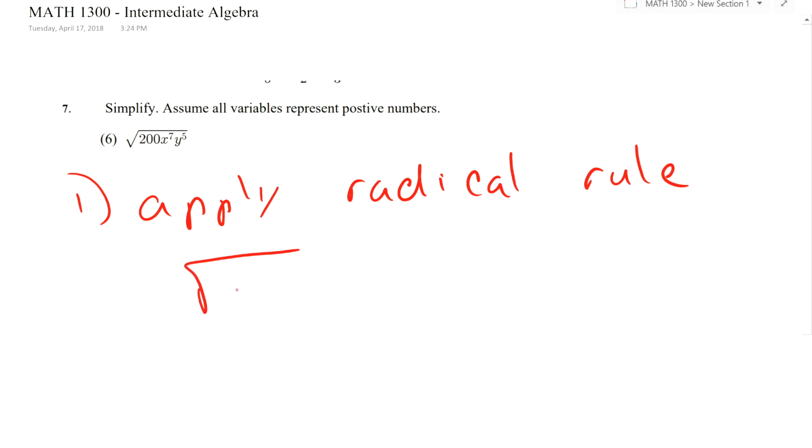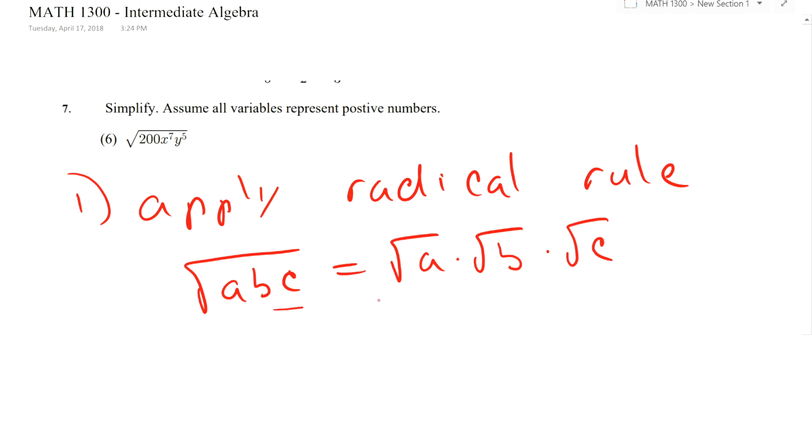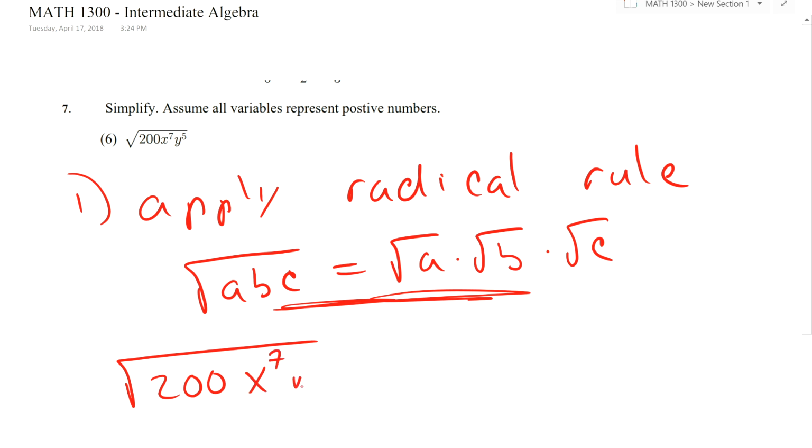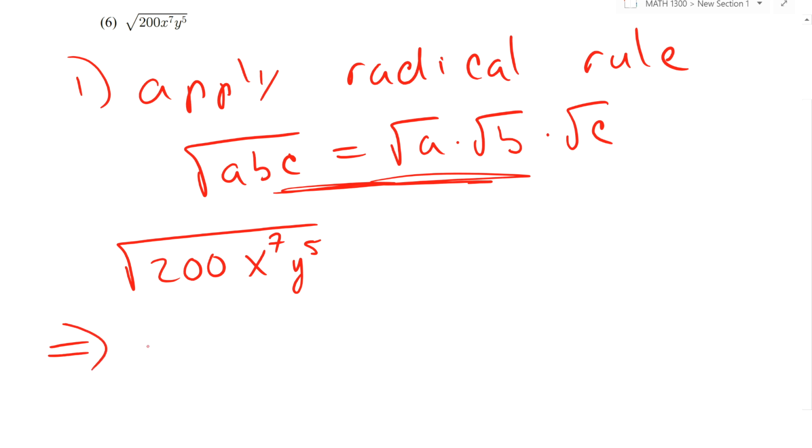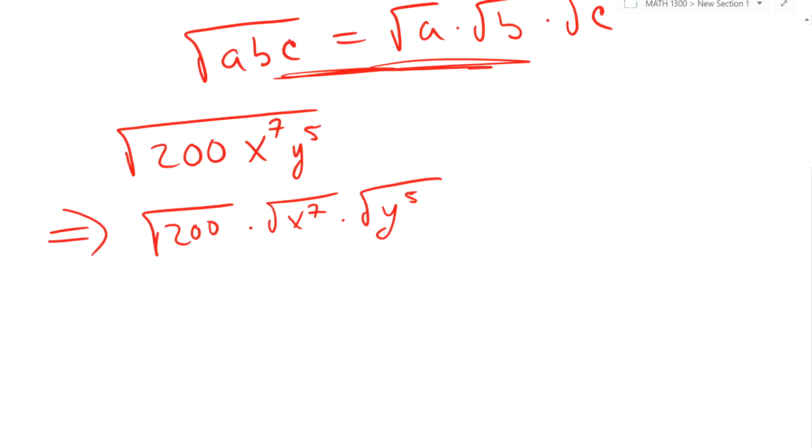And so a radical rule: suppose we had abc, we could turn that into the square root of a times the square root of b times the square root of c. This means that they're the same thing. So we're going to go ahead and do that to our problem. So 200 x to the 7 y to the 5, we're going to rewrite it as the square root of 200 times the square root of x to the 7 times the square root of y to the 5.